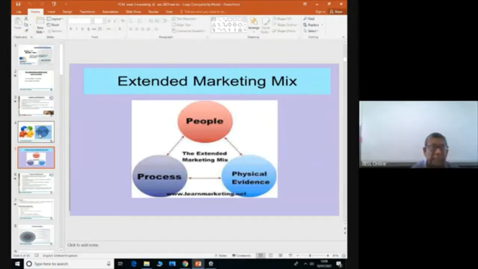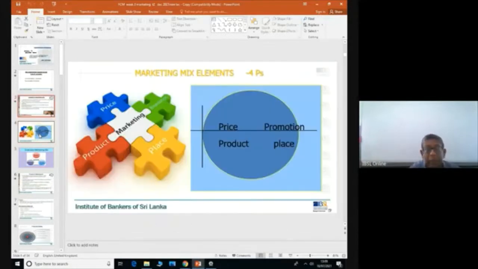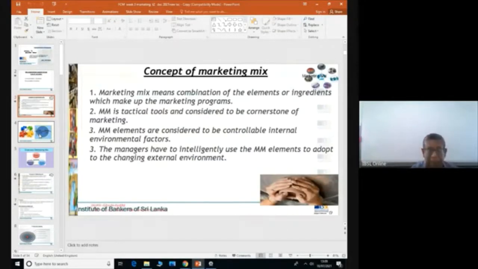As far as service is concerned, we are going to study product, price, place, promotion, people, process, and physical evidence. There are 7 marketing mix elements. So you are using these marketing mix elements, or combinations of these elements or ingredients, which make up the marketing program. Now it's like a recipe. It's like a certain jigsaw puzzle.